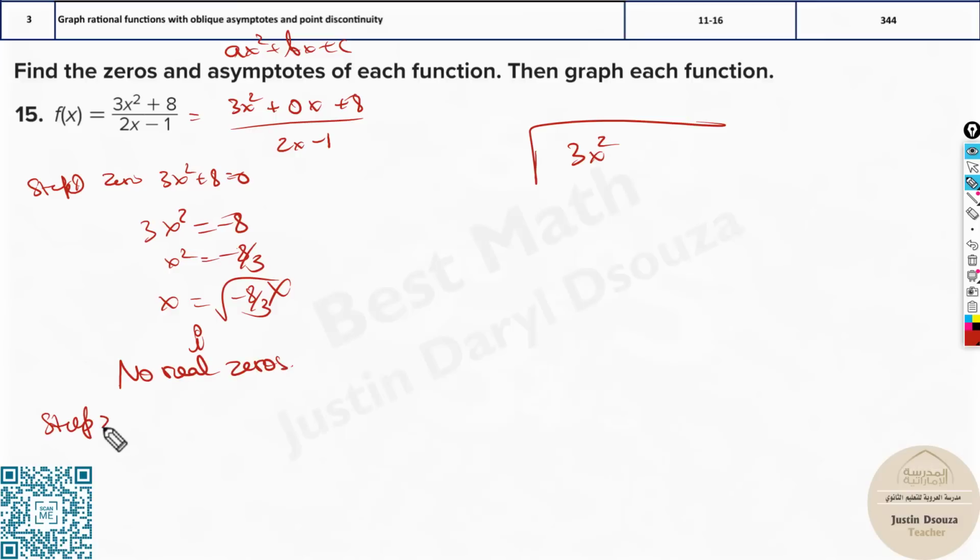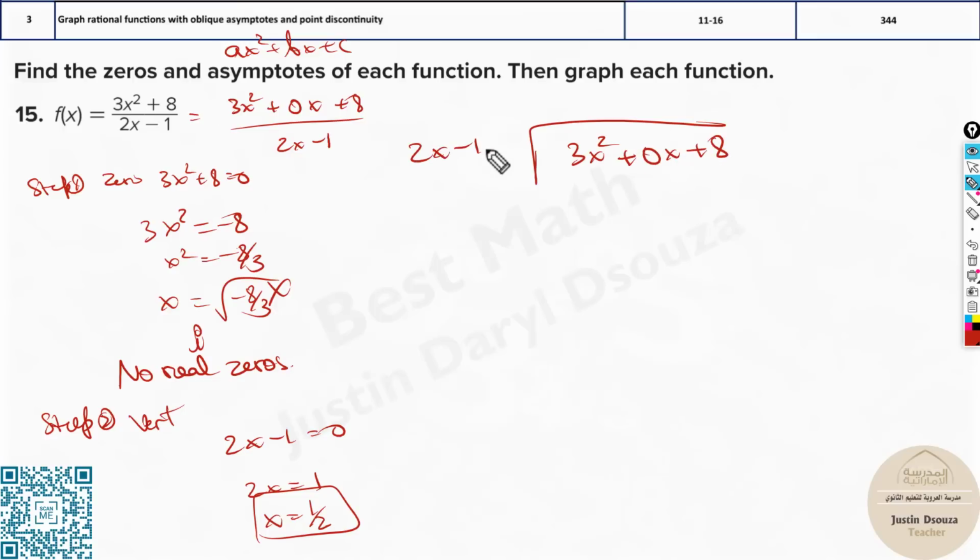Whereas step 2 is very simple. The vertical asymptote is whatever is down. 2x minus 1, just make it equal to 0. 2x equals 1. x is half. That's it. Now what about this here, long division? 3x squared plus 0x plus 8. Now outside it's 2x minus 1.